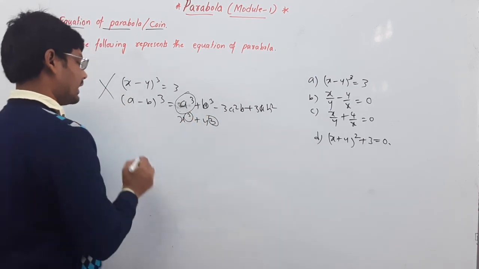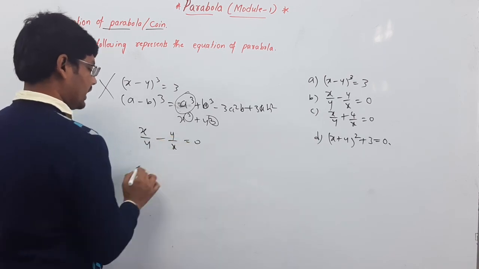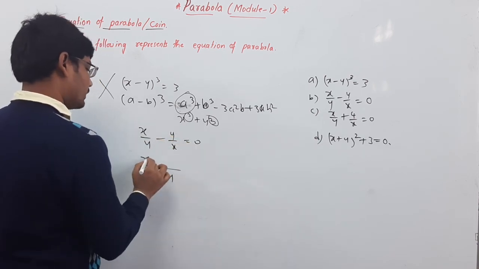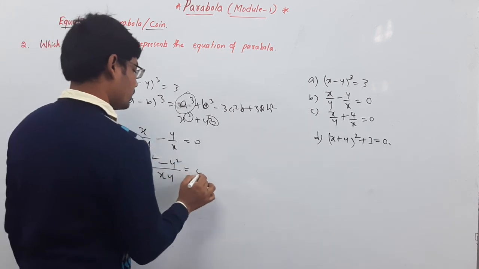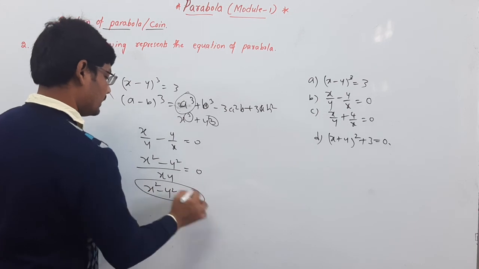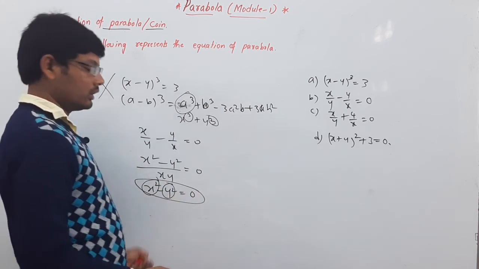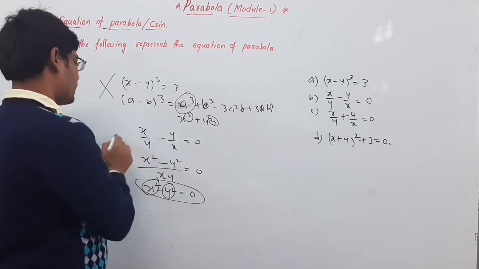Next, the second option, x by y plus y by x is equal to 0. Take the LCM xy, and we get x square plus y square is equal to 0. Here both variables have squares, so this is also a wrong answer.